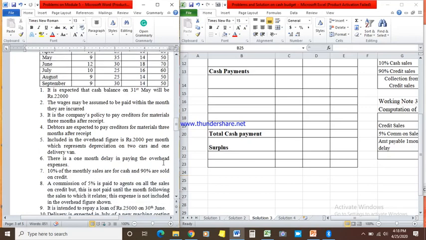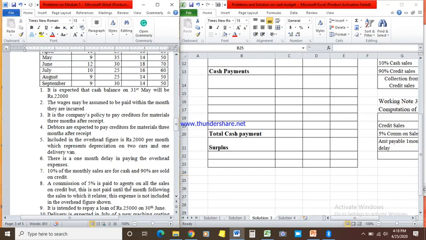There is a 1 month delay in paying the overhead expenses. So apart from removing 2,000 rupees from the overheads, the payment also is going to be delayed. 1 month delay is there in terms of payment of these overheads. 10% of the monthly sales are for cash and 90% are sold on credit. So we need to now bifurcate between the sales, how much is cash sales and how much is credit sales. And the credit sales amount is going to be received 3 months from the month of sales.